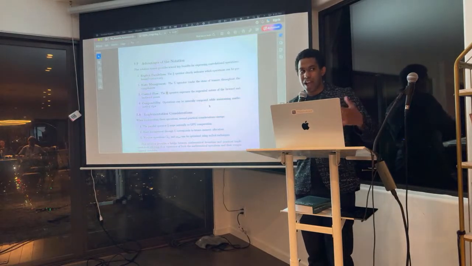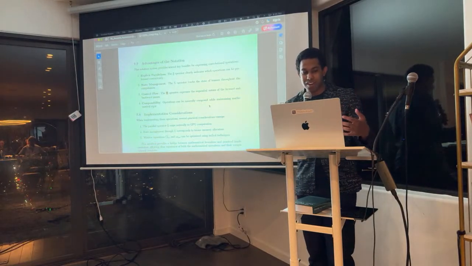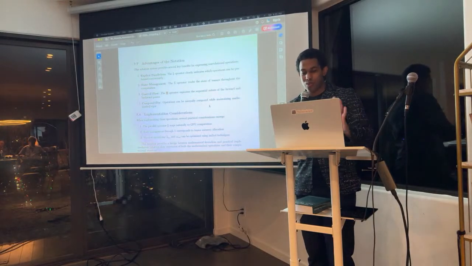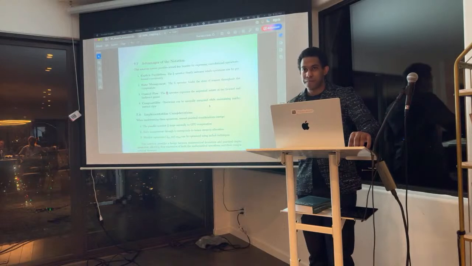And now that we have computers, so much of our math is being done with computation anyway. So it makes sense in my mind to figure out how to merge things.